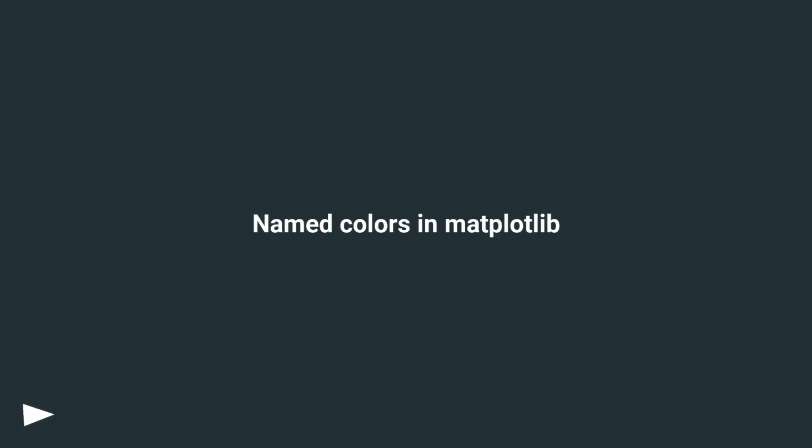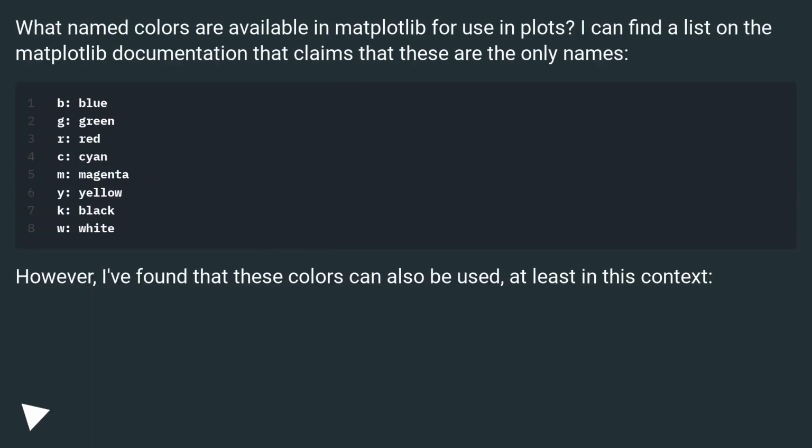Named colors in matplotlib. What named colors are available in matplotlib for use in plots? I can find a list on the matplotlib documentation that claims that these are the only names.